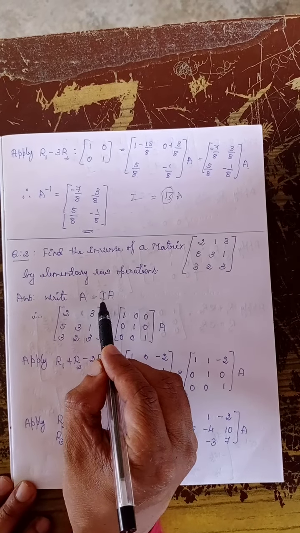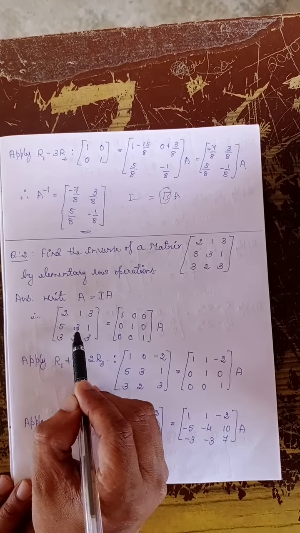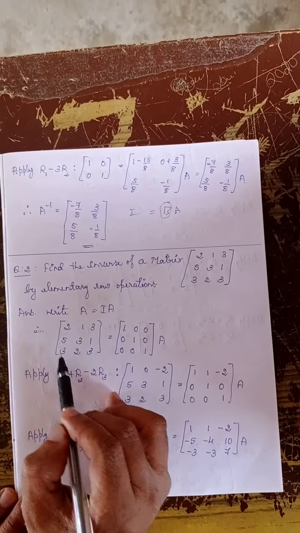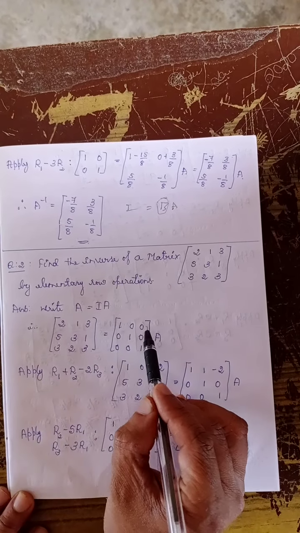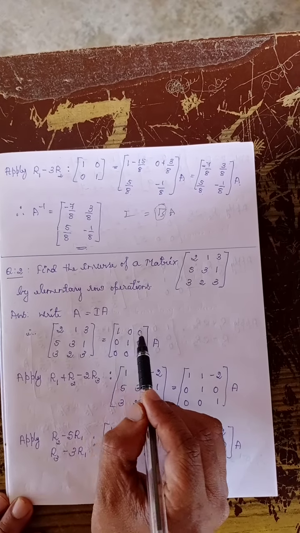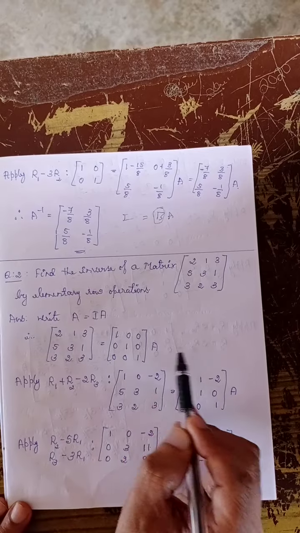The given matrix A is equal to I into A. A is [2 1 3; 5 3 1; 3 2 3]. Now we convert this matrix into the identity matrix, and this into the inverse matrix. Here I is the third order identity matrix [1 0 0; 0 1 0; 0 0 1], into A.